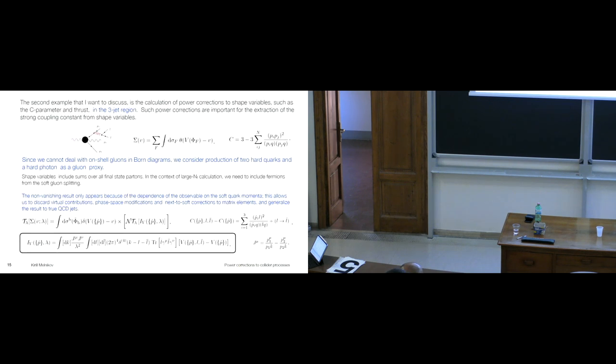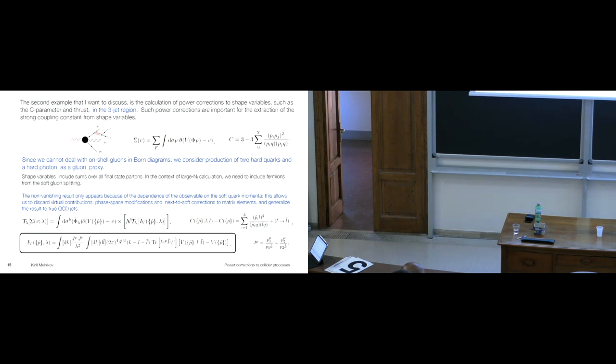So I want to show you another similar thing. I'm not going to discuss this in any detail, but I think it's interesting in the sense that it does have some phenomenological implications. One of the things you can also try to do using this formalism is to calculate these power corrections within this model for this three-jet production in e+ e- annihilation, in particular for the shape observables, that is the C parameter and thrust.